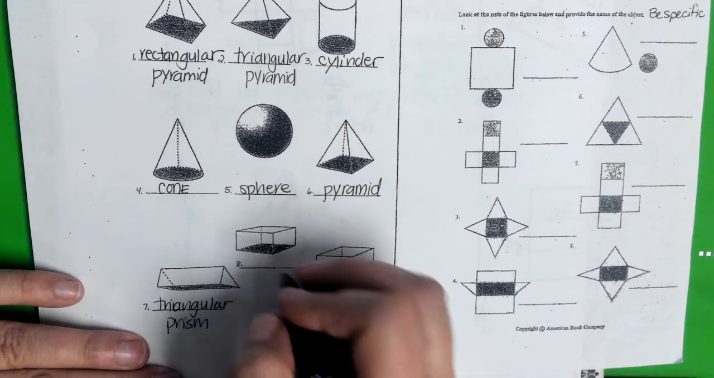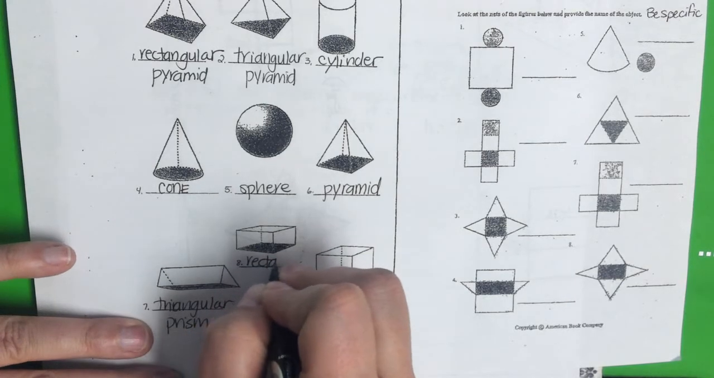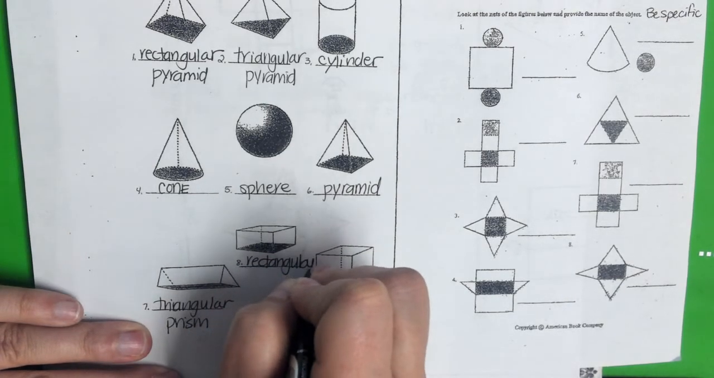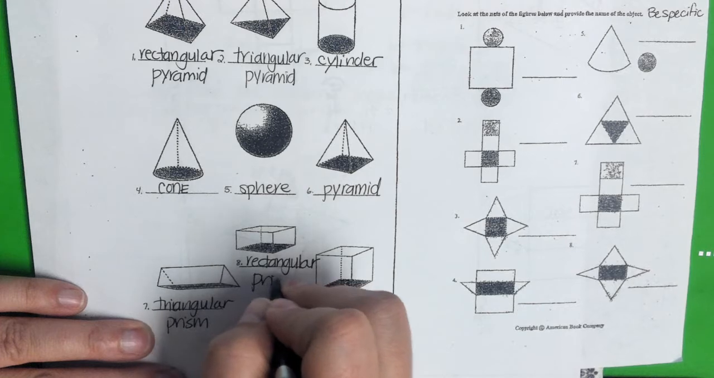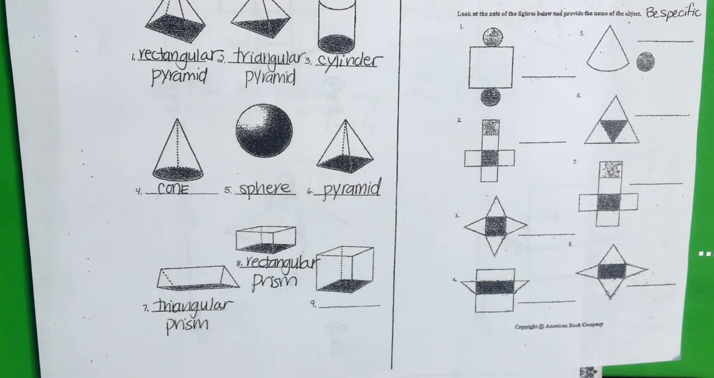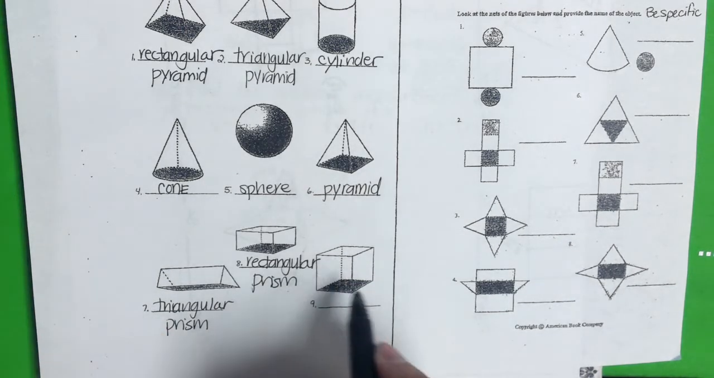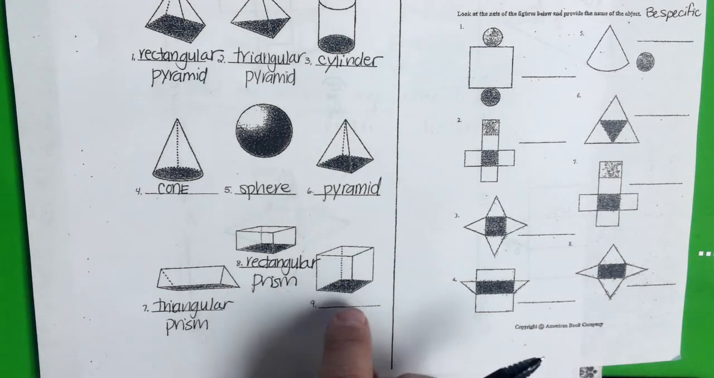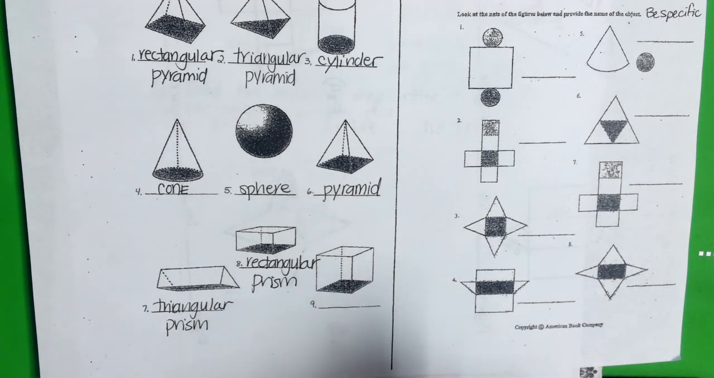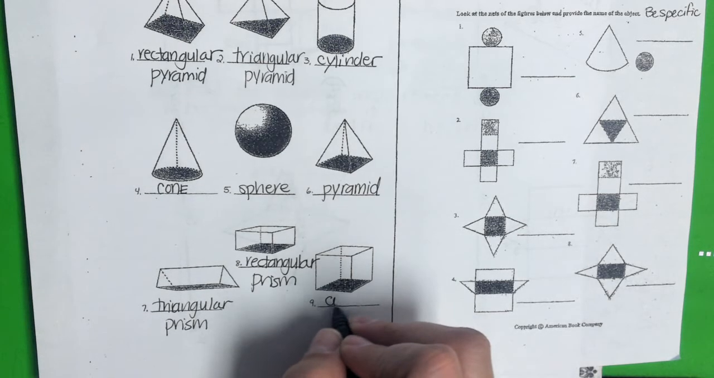Okay, looking at this one, what do we think, guys? Rectangular prism. You got it. Again, the difference between the prism and the pyramid: a pyramid comes to a point. A prism has all sides that are rectangles. When all of your faces, because remember the sides of a shape are called faces, are squares, it is a cube. You got it.